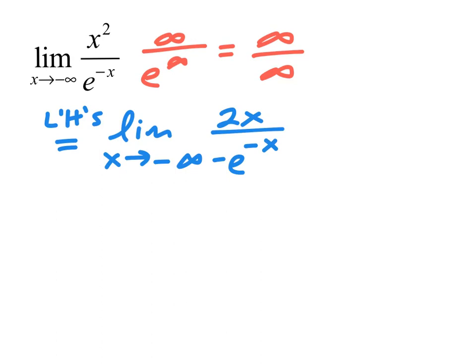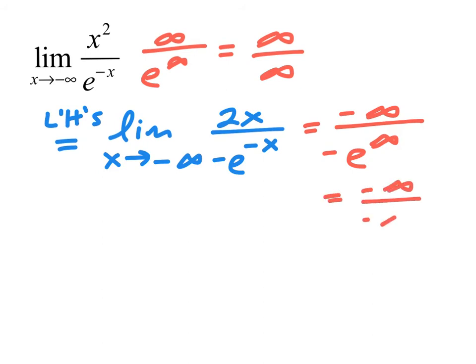So if I plug in negative infinity at this point, I have 2x would be 2 times negative infinity, which is negative infinity, over negative e to the, that would become positive infinity. Well, that just gives me negative infinity over negative infinity, which is infinity over infinity. So I ended up with another indeterminate form, which means that the first round of L'Hopital's rule did not actually solve anything, which means I need to go back and apply L'Hopital's rule again.